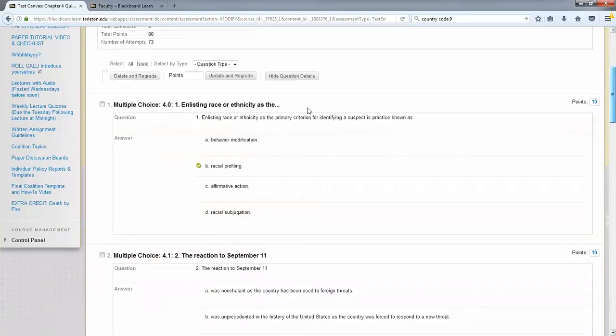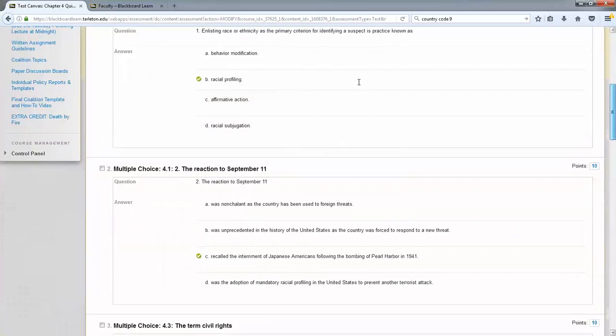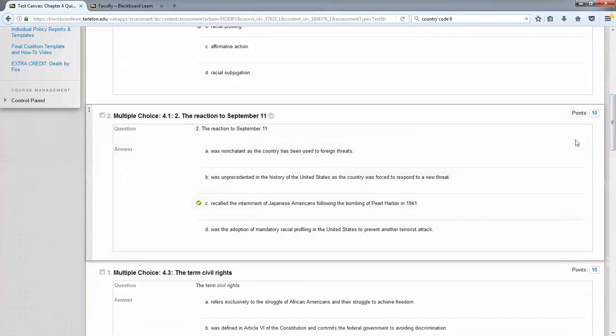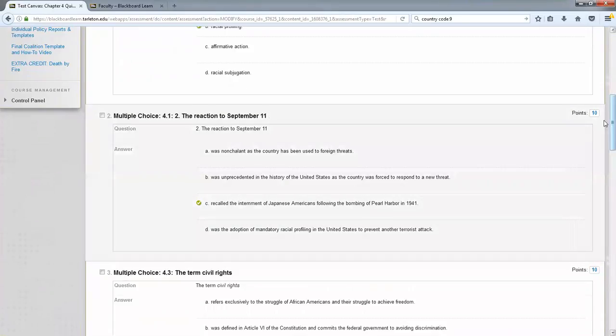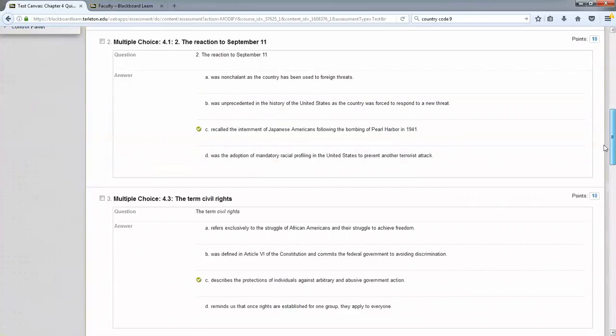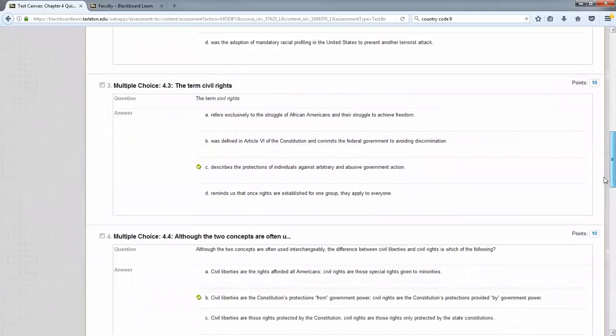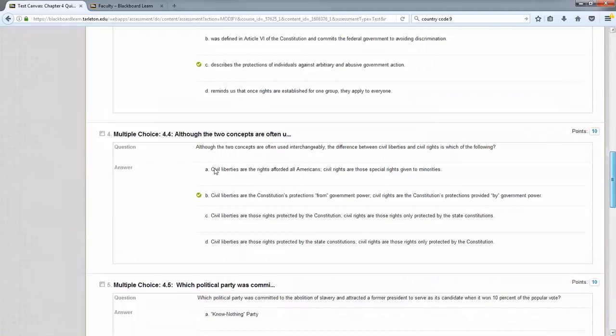So, enlisting race or ethnicity as the primary criterion for identifying a suspect is racial profiling. Everyone knows that. Reaction to September 11th: the answer is it was much similar to the Japanese internment camps after Pearl Harbor, the way that people of Middle Eastern descent were treated. The term civil rights describes protections of individuals against arbitrary and abusive government action. Remember, protections from versus protections by. And that's actually the answer down here.